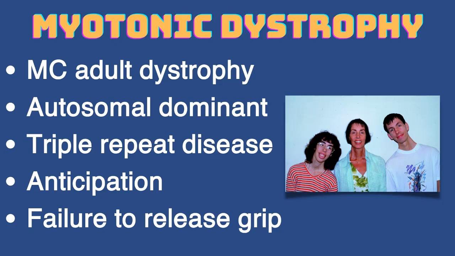That's a characteristic. They also have diabetes. They also have a cardiac abnormality as well. So it's a real group of syndromes. Myotonic dystrophy, triple repeat, anticipation are the key words you want to remember.